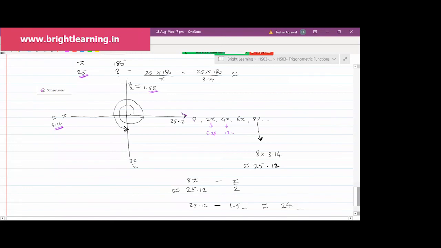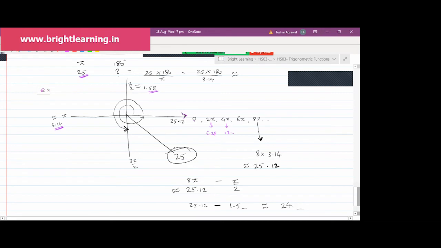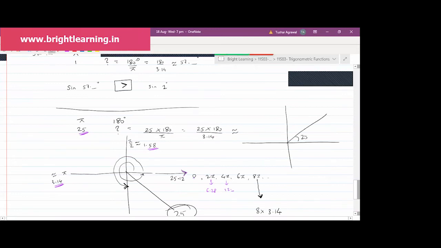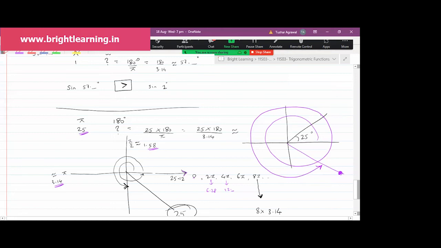So one thing we can say for sure, that 25 radian will be in the fourth quadrant, and tan of this value will be negative. And 25 degree is somewhere over here, and 25 radian is this value. More rotations will be there up to 8 pi. I'm not drawing all the rotations. So that will be this R. This will be the arm corresponding to 25 radian, and this will be the arm corresponding to 25 degree.